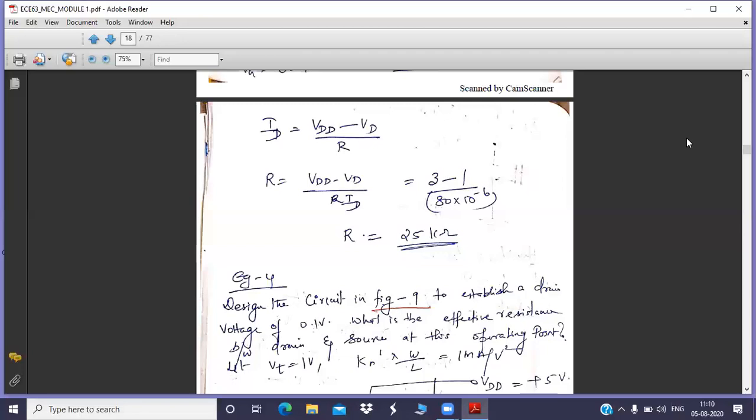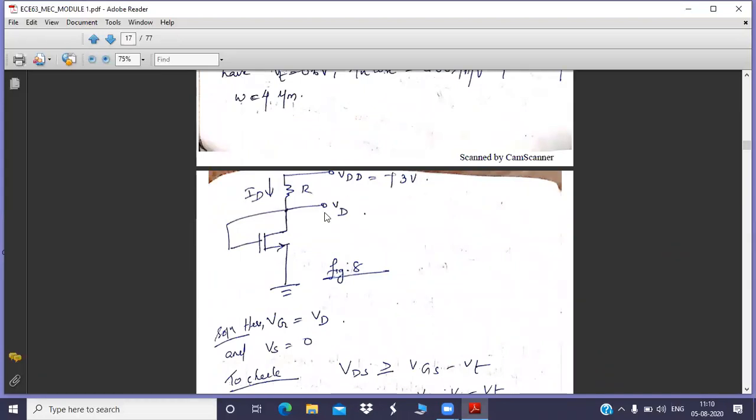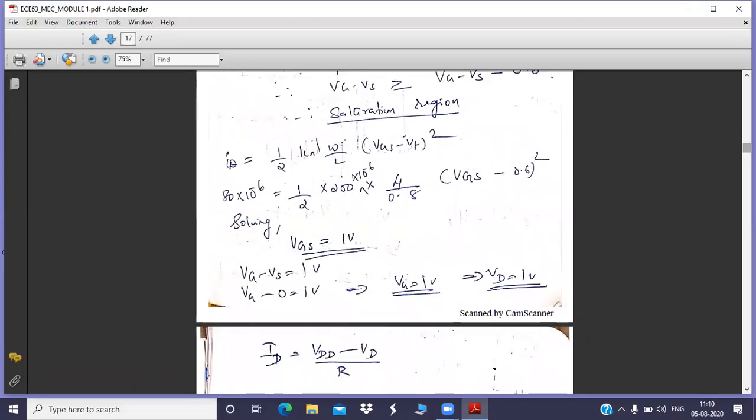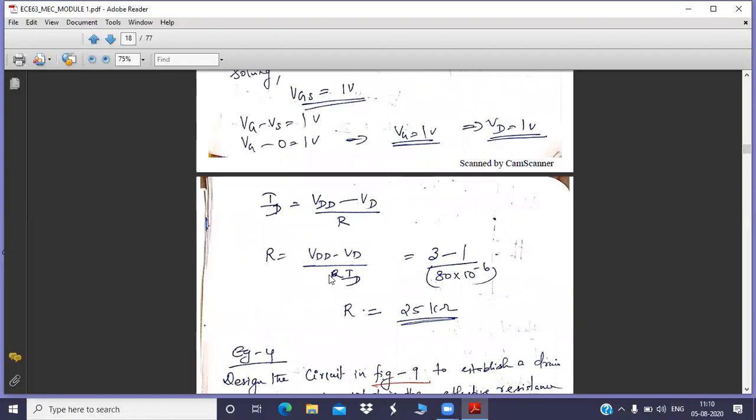Understood? I'll repeat. We are going to find R here. How are we going to find R? By finding VD. How are we going to find VD? By finding VG. How are we going to find VG? By finding VGS. To find VGS, you need to write this equation. To write this equation, you have to check the condition. Only after verifying the condition, you are going to write this particular equation and solve VGS. Once you have VGS with you, then you will get VG as well as VD. After knowing VD, just by putting in Ohm's law, you will get R. Any doubts with respect to this question?